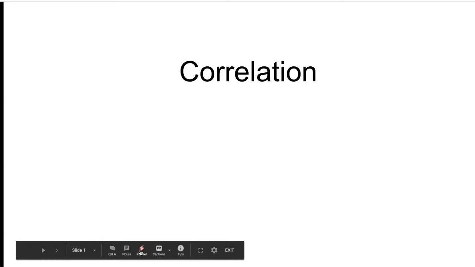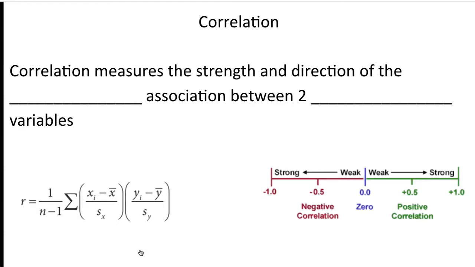Going to examine what correlation is. So correlation measures the strength and direction of the linear association between two quantitative data variables. So you need to have quantitative variables. We're talking bivariate data.